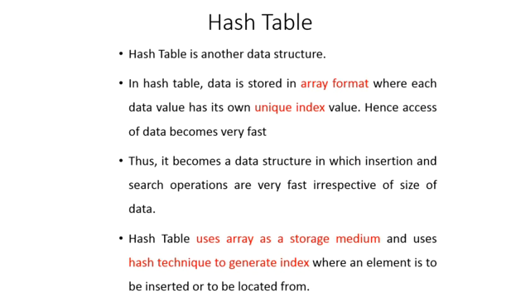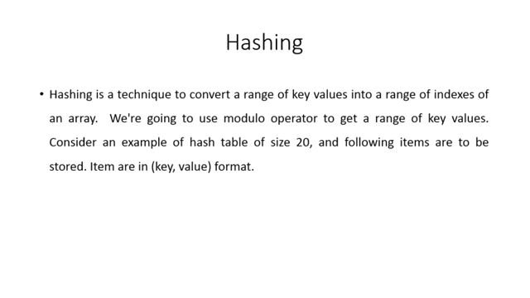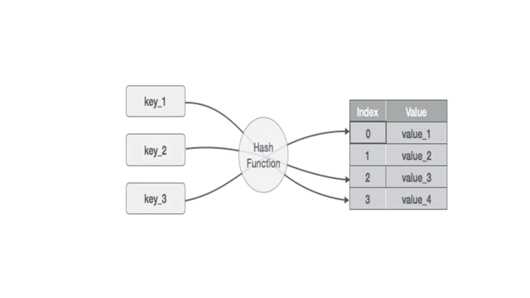So what is hashing? Hashing is a technique to convert a range of key values into a range of indexes of an array. We are going to use a modulo operator to get the index for the key values that are going to be inserted into the hash table. For example, if I have a table size of 20, then each element will be taken with the mod operation with 20 to find the location where it will be stored. So let us see an example.